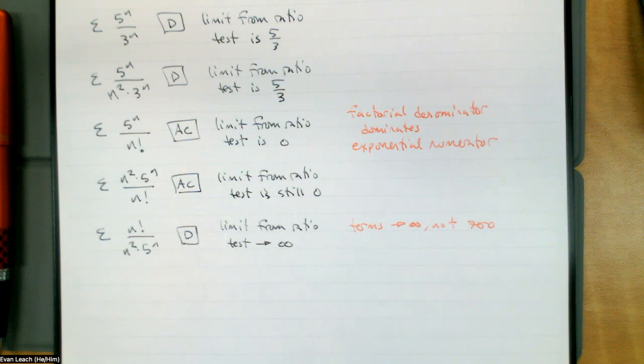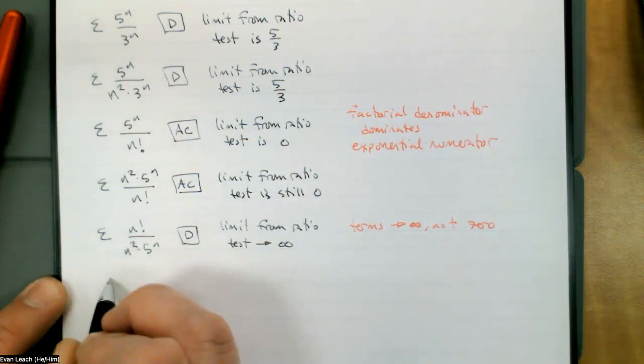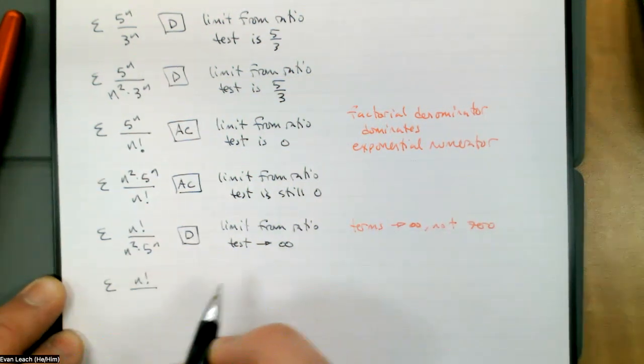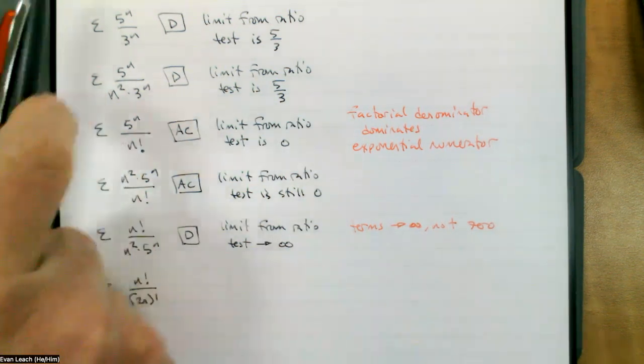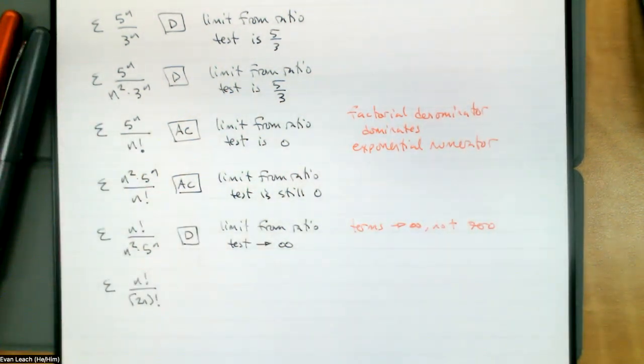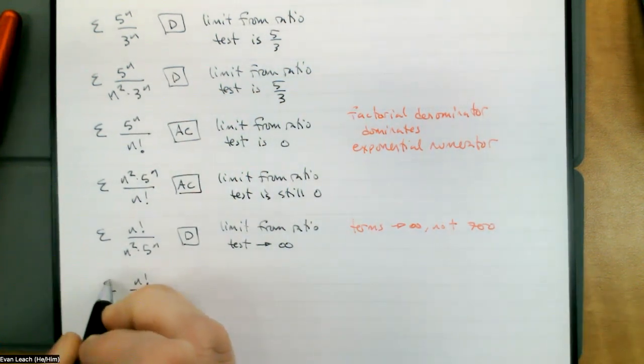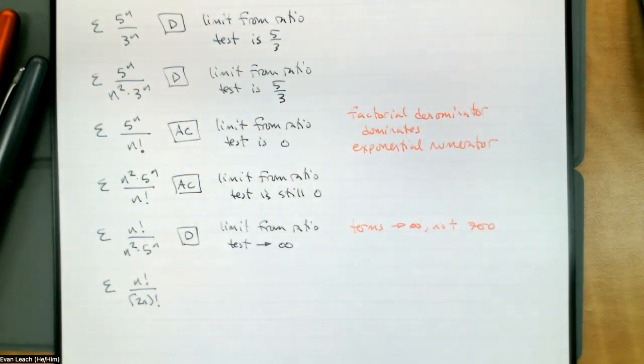Now I've got an n factorial in the numerator. The only way to bring balance is with another factorial. And so I want to introduce this kind of factorial. This is a 2n factorial. This is more factorial than an n factorial. From an intuition standpoint, notice in the numerator we have n factors. In the denominator, we have twice as many factors.